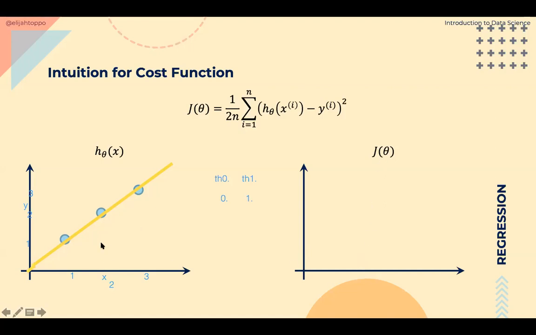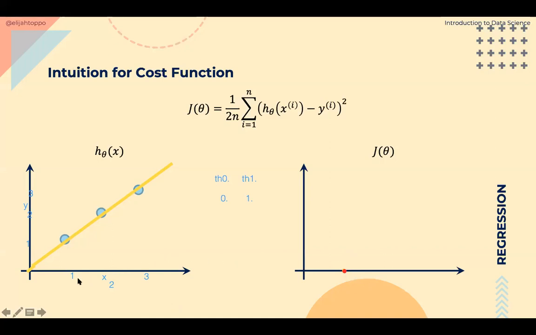Since my predictions are directly on my data points, my error is equal to 0 for all three cases. Error 0 here, error 0 here, error 0 here. That means my mean squared error will also be 0. That means when theta 1 is 1, my output is 0. So if I draw it here, in red, theta 1 is 1, my output is 0.